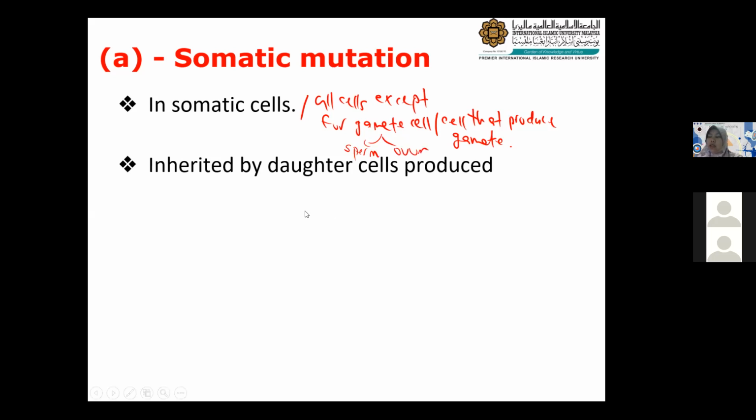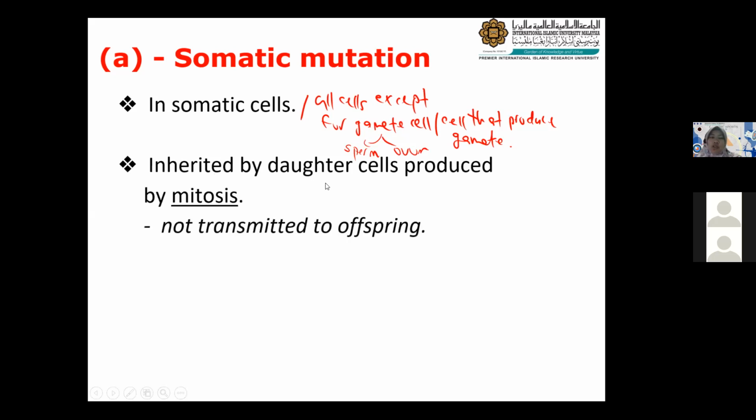So mutation of somatic cells can be inherited to the daughter cells by mitosis. Maksudnya somatic cell boleh diwarisi, but it happens by mitosis. It is not transmitted to offspring. Maknanya dia tak akan terjangkit atau dipindahkan kepada offspring, anak-anak, kalau berlaku somatic mutation.